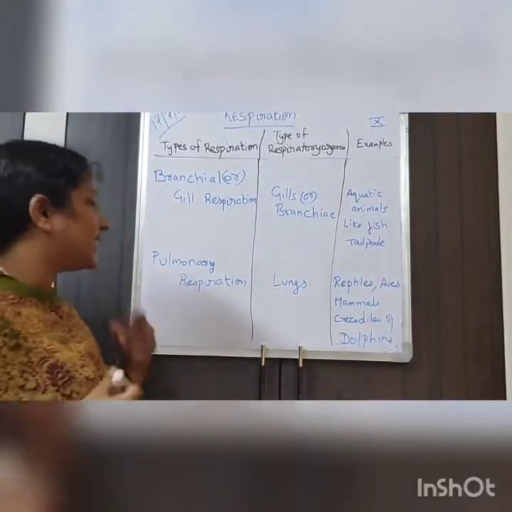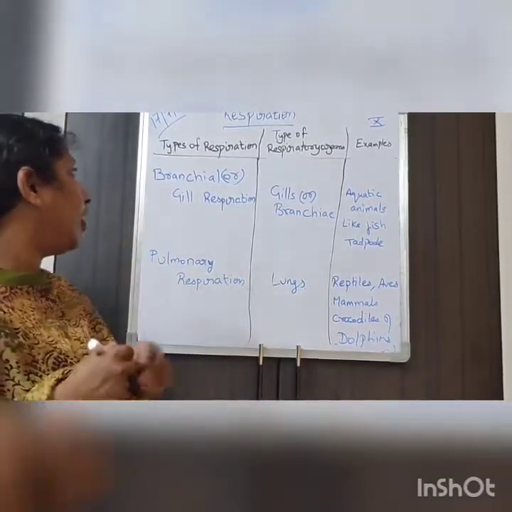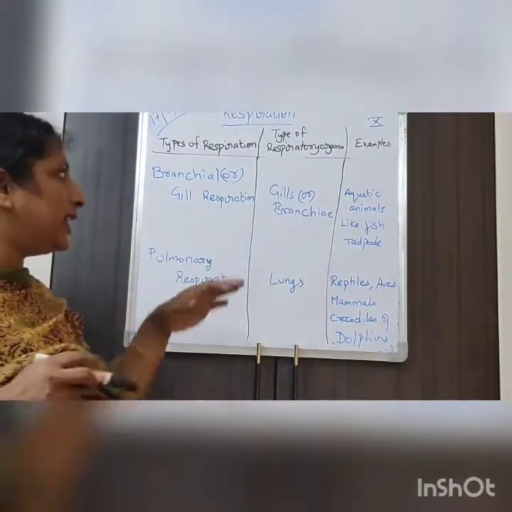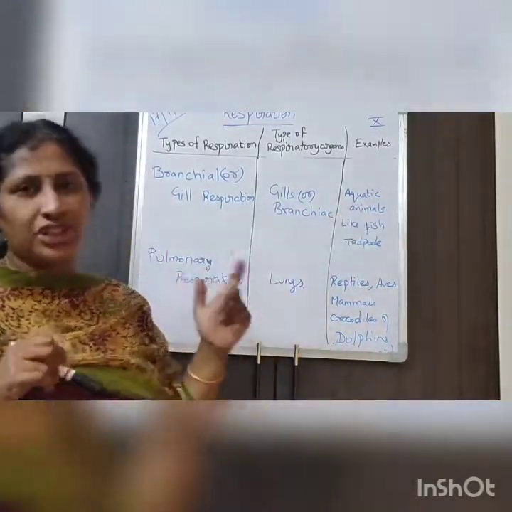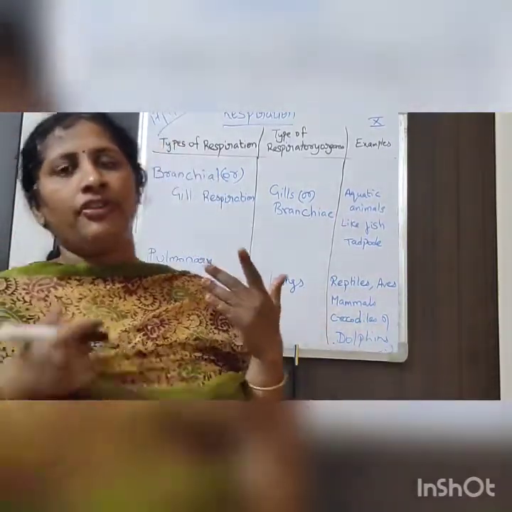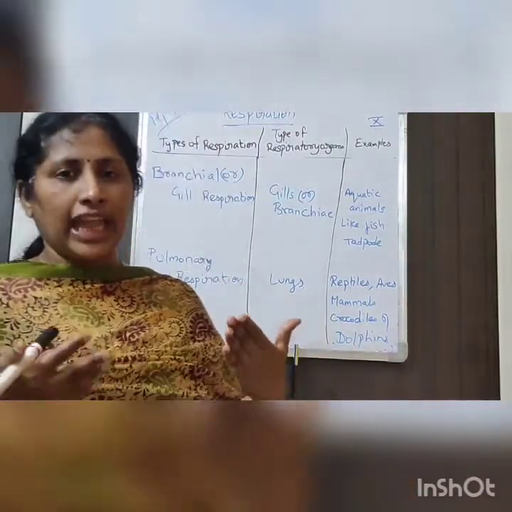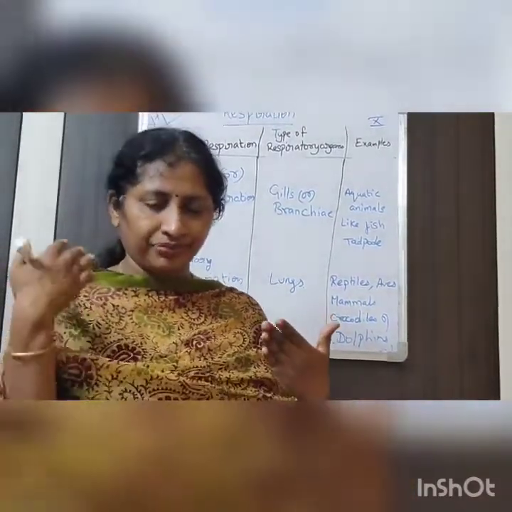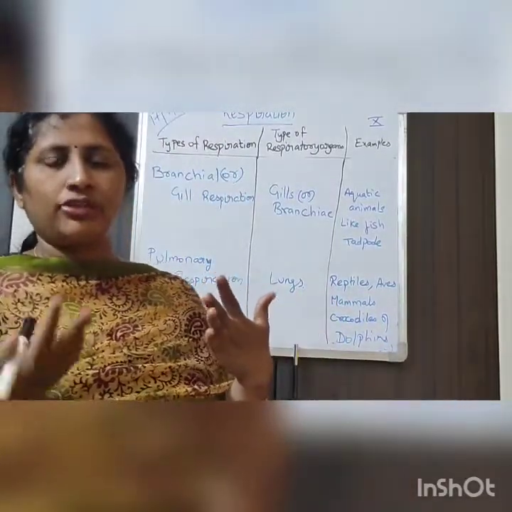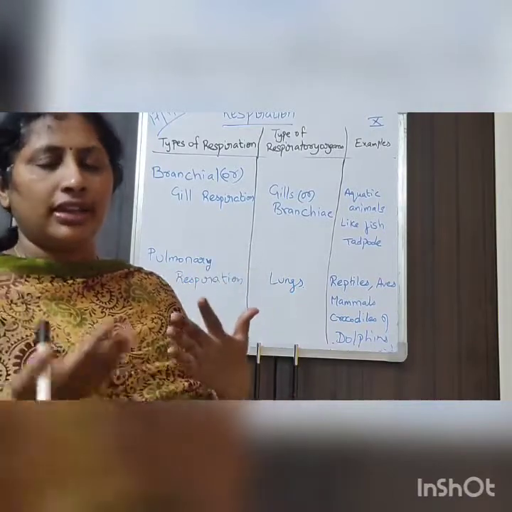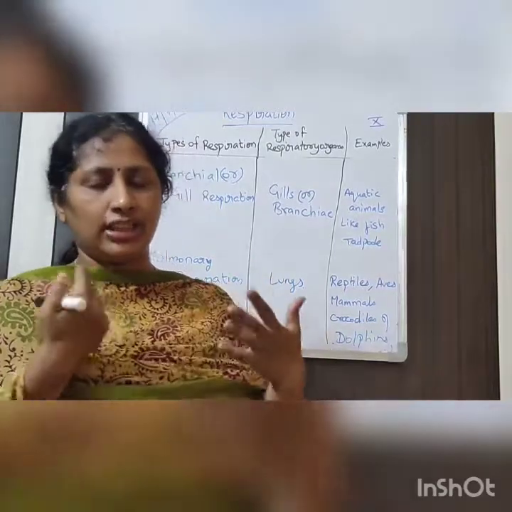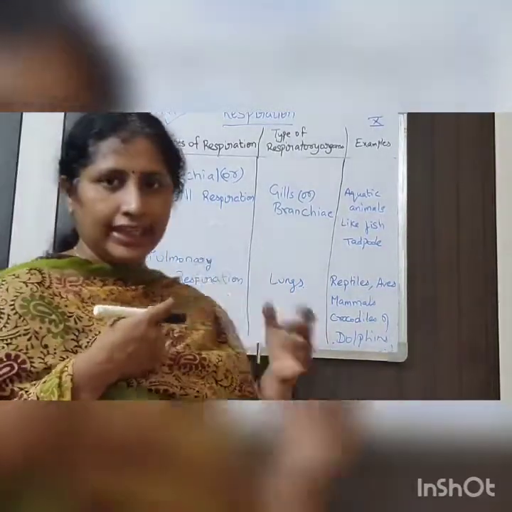Next is branchial or gill respiration, which occurs through gills or branchia. It is seen in aquatic animals like fish and tadpole. The tadpole is the larva of the frog which lives in the water. What are the respiratory organs of the tadpole? That is gills. In the tadpole stage, gas exchange takes place through gills.